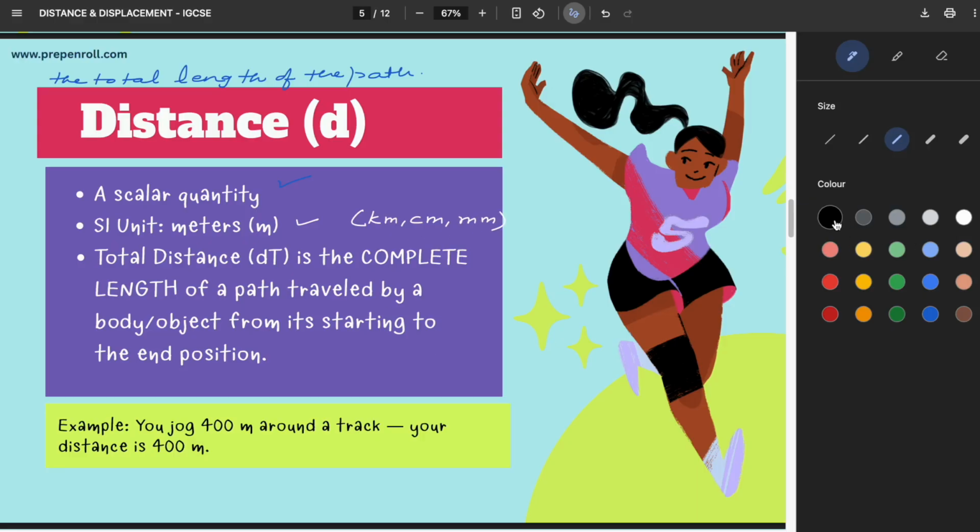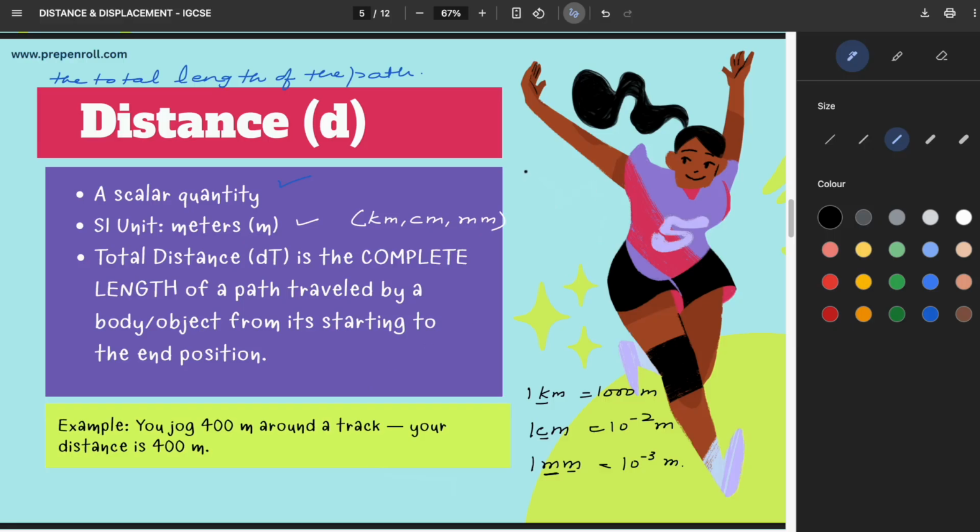Now, most of the time students forget how to convert kilometers into meters, centimeters into meters, or millimeters into meters. Just remember, 1 kilometer: kilo is 1000, so it is 1000 meters. When someone says 1 cm, c is centi, and centi means 10 to the power minus 2. When someone writes millimeter, m stands for milli, and milli means 10 to the power minus 3 meter.